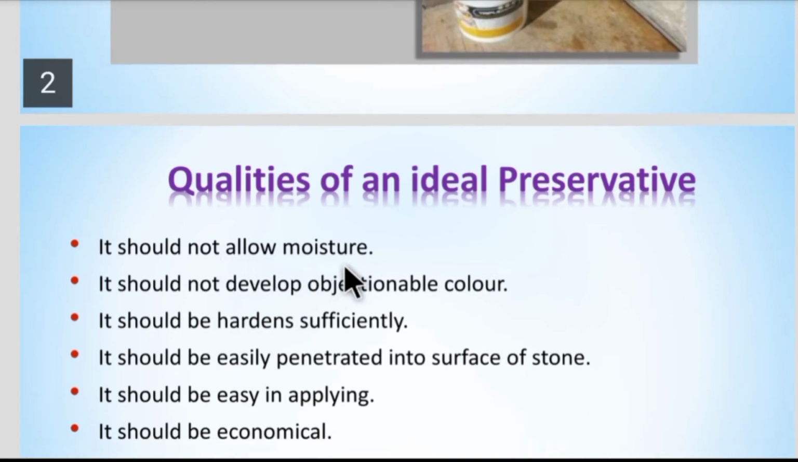It should not allow moisture. The preservative which you apply on the stone surface should be non-absorbent, meaning it should not allow any water to percolate into the stone. If it allows water to percolate, the stone will get damaged again. So the first property is that it should not allow any moisture into the stone surface.